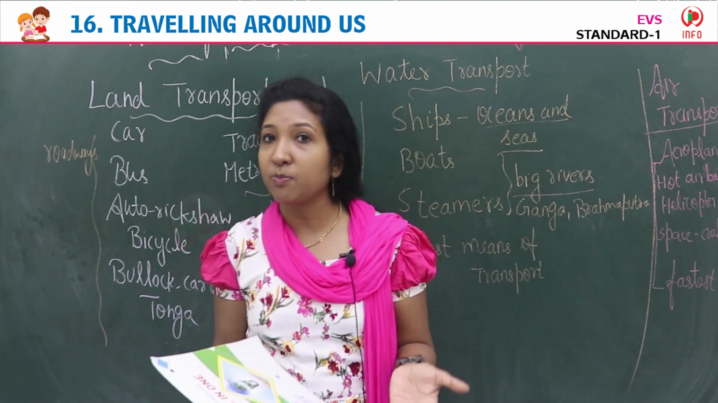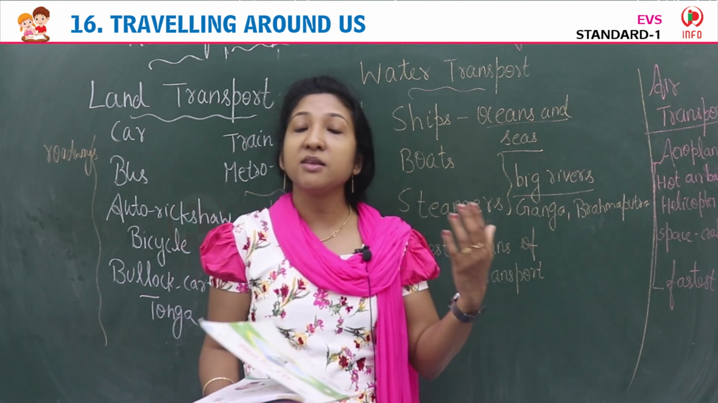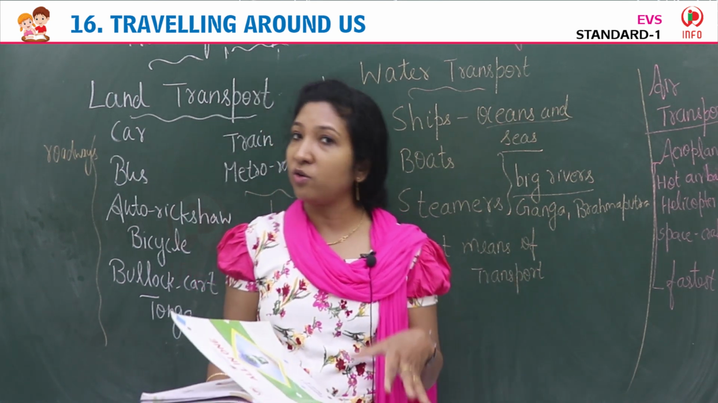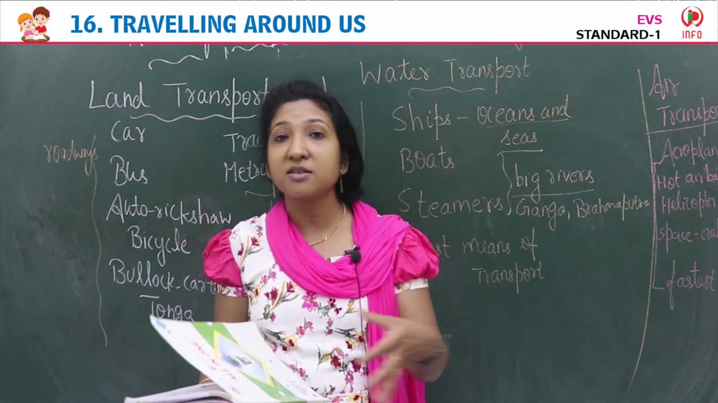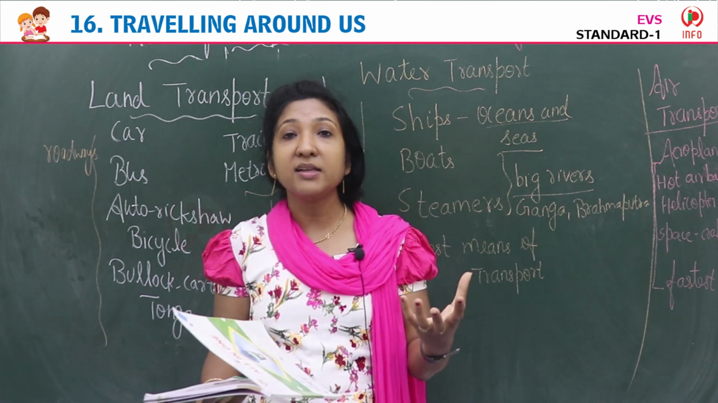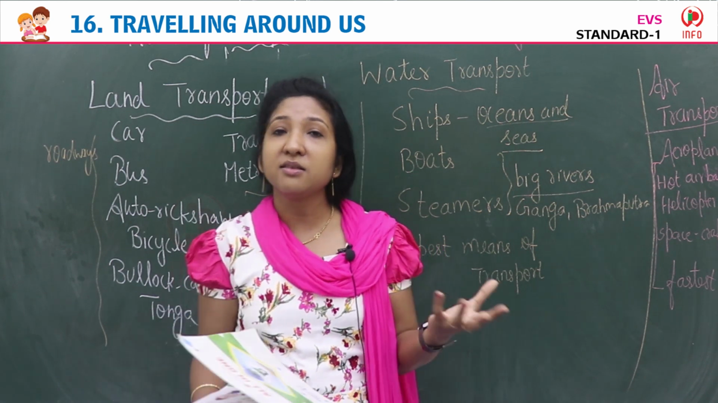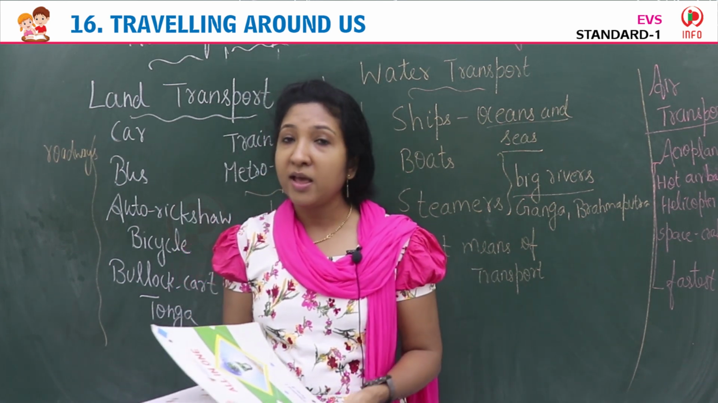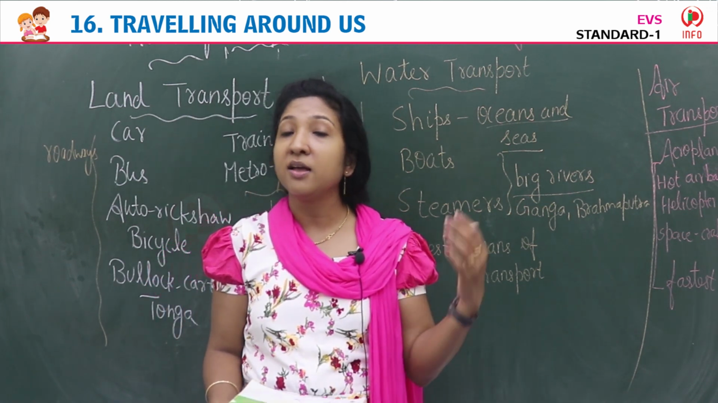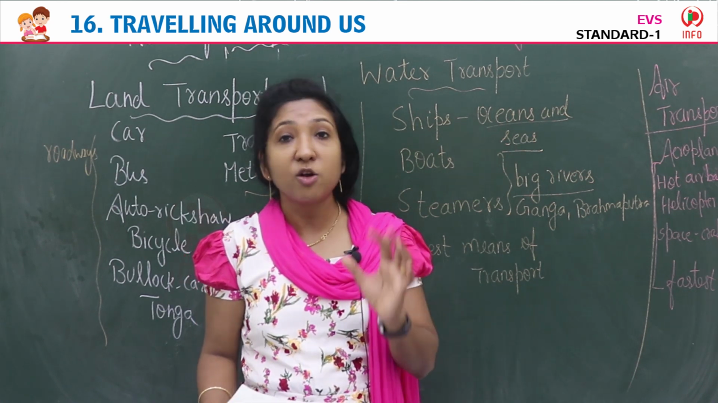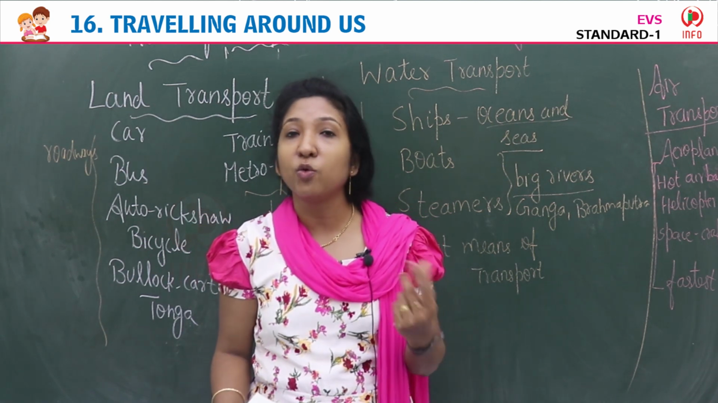Yes, so land transport are vehicles that travel on land. It includes railways and roadways. Railways means train, metro rail and all that travel on railway track. And the vehicles that travel on road, like car, bus, scooter, bike, bicycle. And in villages usually we can see bullock carts and tonga, the cart pulled by horse. So they are also land transport.